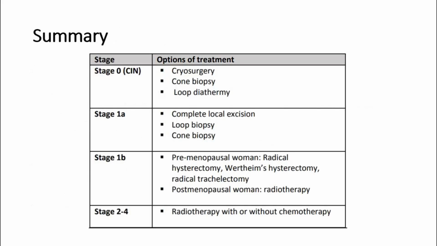So this is the summary of the treatment for different stages. Stage 0, we use cryosurgery, cone biopsy, or loop diathermy. Stage 1A, we can do a complete local excision, loop biopsy, or cone biopsy. Stage 1B, for premenopausal women, do a radical hysterectomy, Wertheim's hysterectomy, or radical trachelectomy. And postmenopausal women, the ideal treatment would be radiotherapy. Stage 2 onwards, can do radiotherapy with or without chemotherapy.